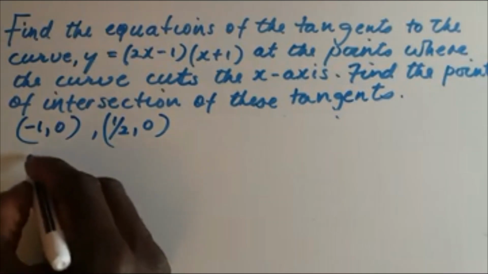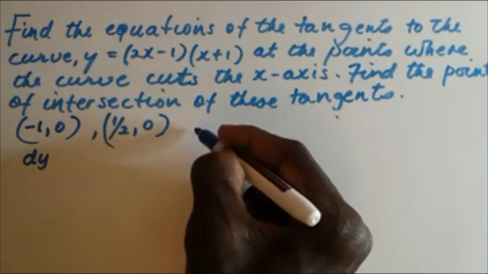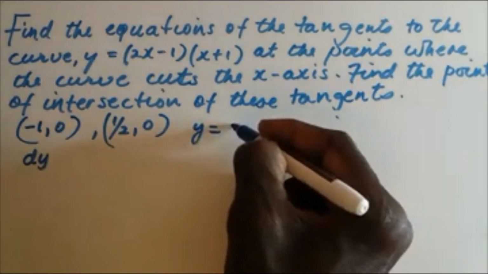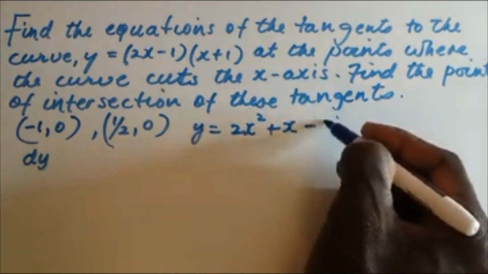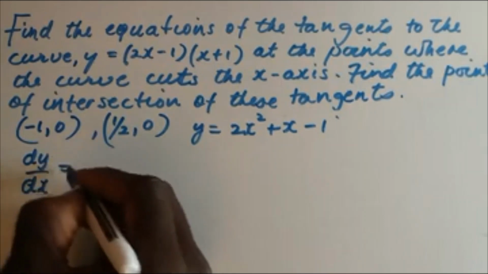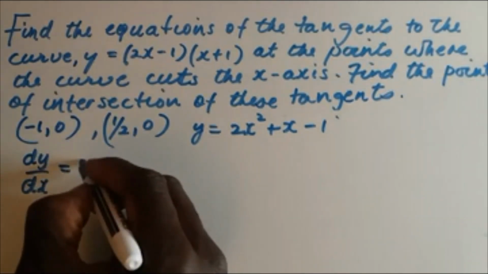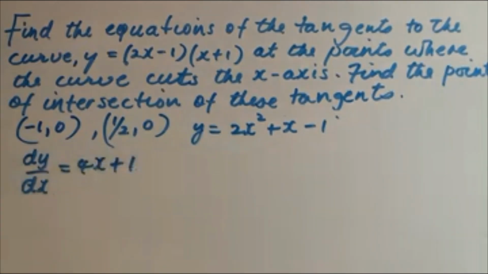We do know, if you recall in the first part, that y is equal to 2x squared add x minus 1. So dy/dx, the gradient, is equal to 4x add 1. And this is indeed the gradient of the 2 tangents. Well, let's find out the value of these gradients.